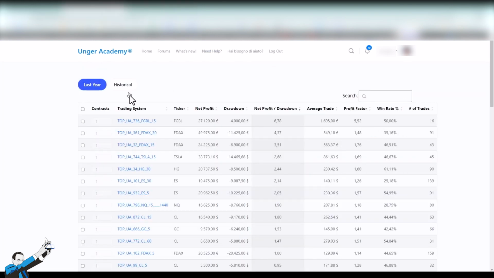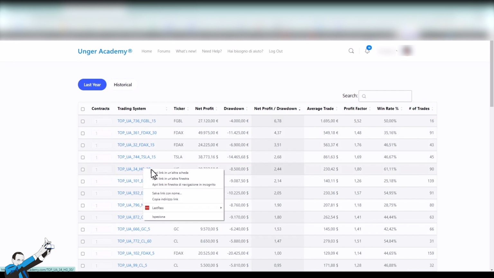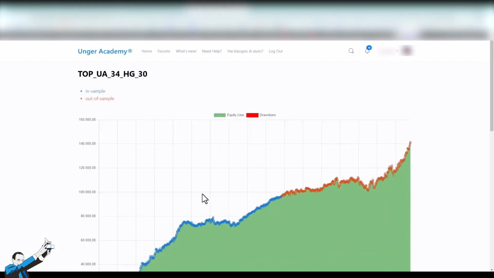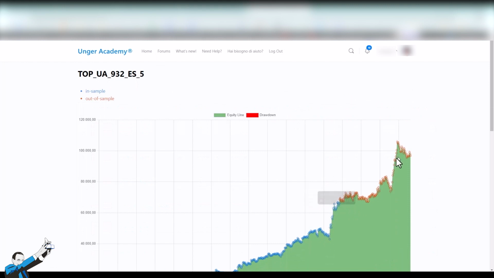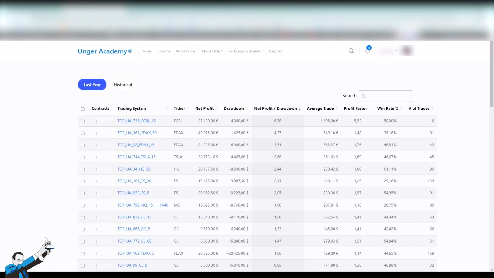To change the instrument, we can take a strategy on copper, the price is touching all-time highs, or others like the SP500, which was also positive in the last period, and again we see the out of sample part is the one in orange. I'd like to point out these strategies have all been validated by the technical team at Unger Academy, and as we have seen, they have also been proven to work because they were launched months, if not years ago. So these are strategies that can be traded immediately.